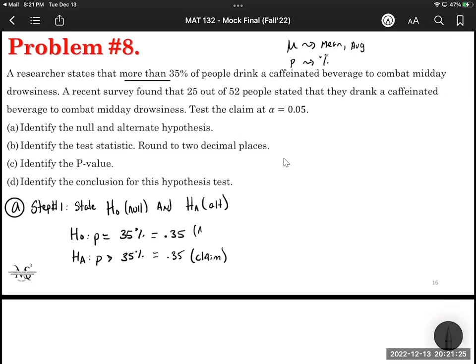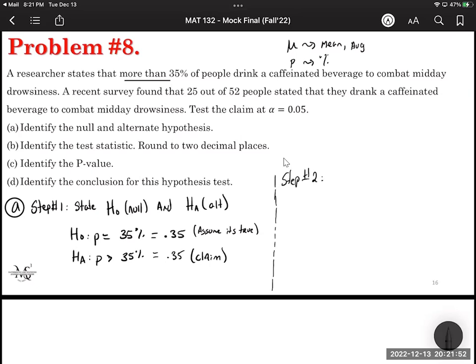H0 is something that we just universally accept as true, or we just assume it's true. But HA is the claim. The counter argument to this is that the population proportion is greater than 35%, which is 0.35. Okay, so that's step one. Now, inside of part A, I'm going to do step 2.